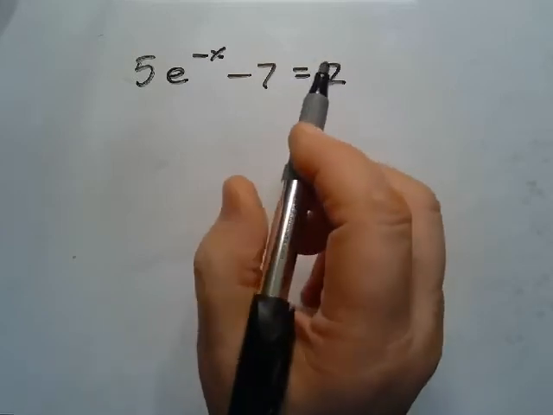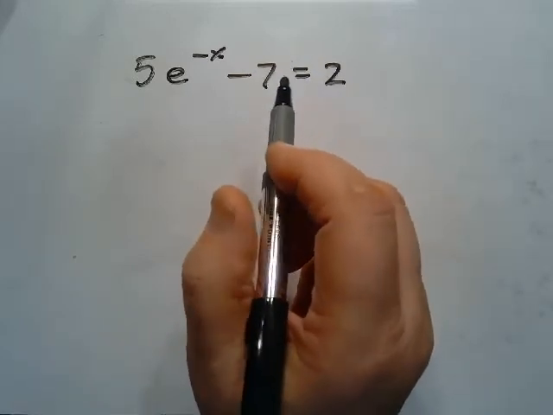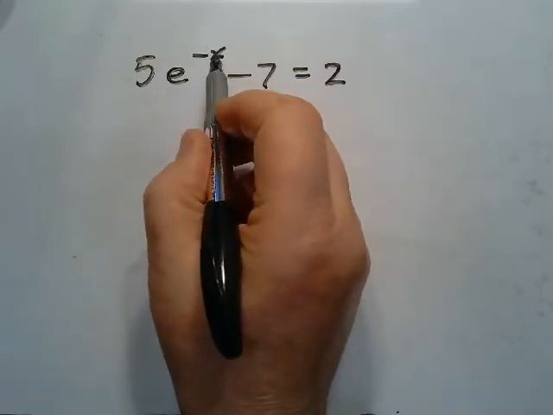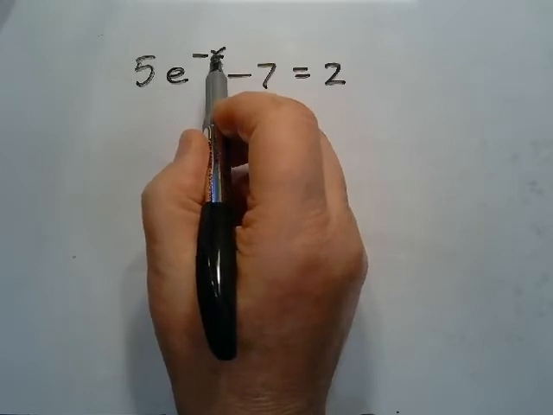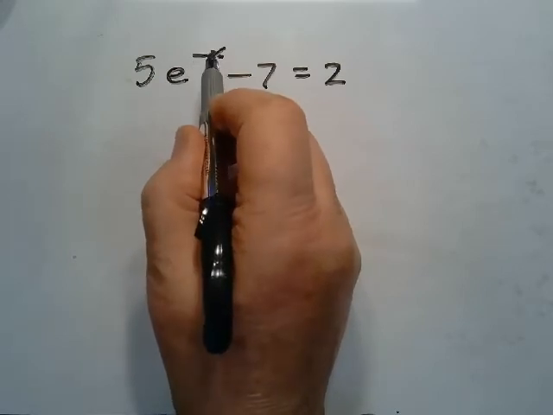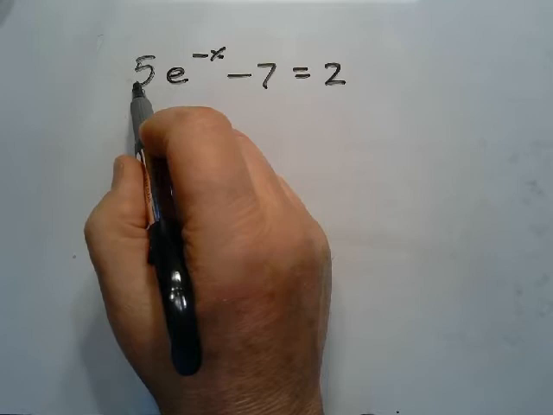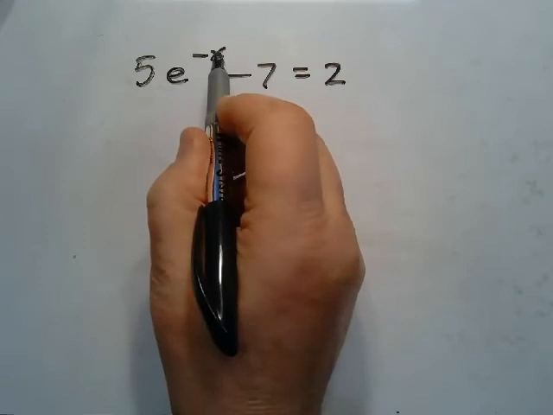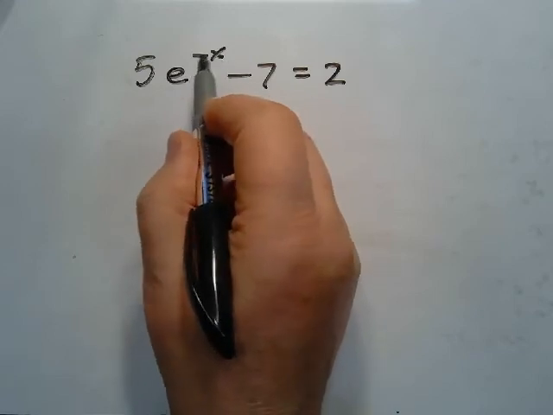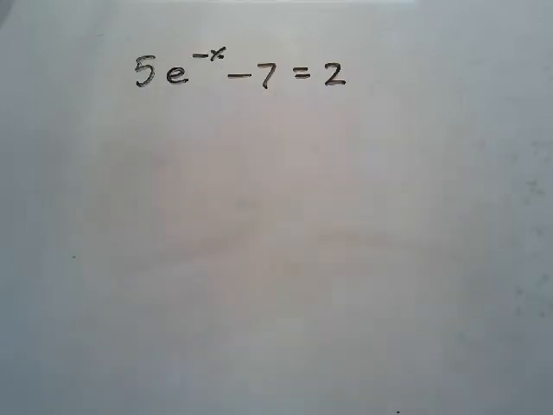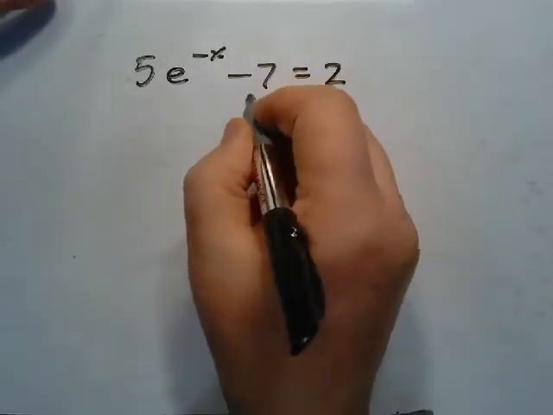But I don't want to do that yet because my goal is to work backwards through what's been done to x. So let's revisit how something was built onto x. x was made negative, then it was made the exponent of e, then it was multiplied by 5, then 7 was subtracted. You notice we worked in the order of operations there. So what do we do first? Well, we work backwards. The last thing done, we're going to undo first.